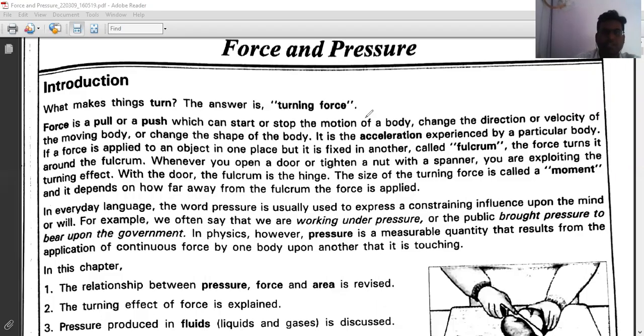So now you will study about force and pressure. So what makes things turn? The answer is turning force, right? So we'll see the first definition of force.